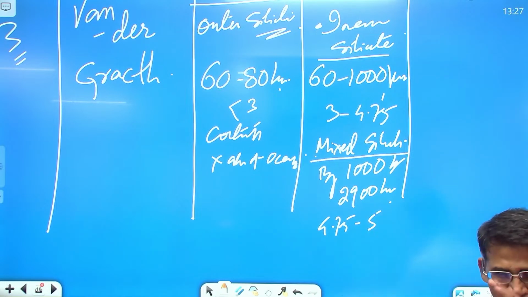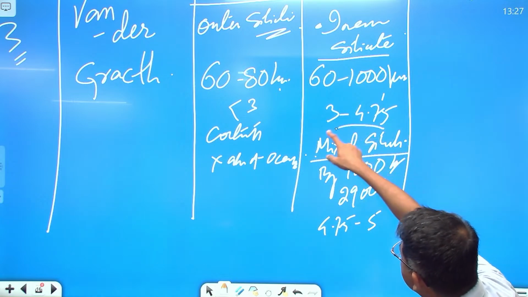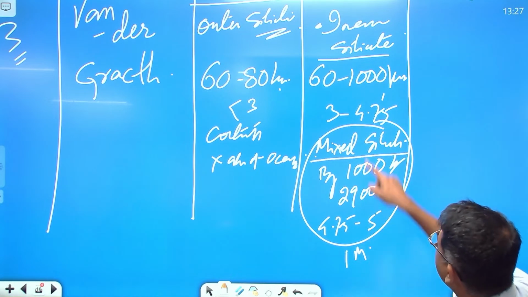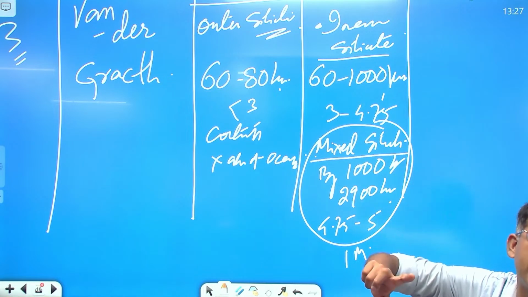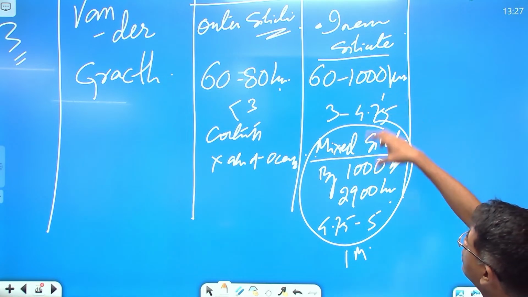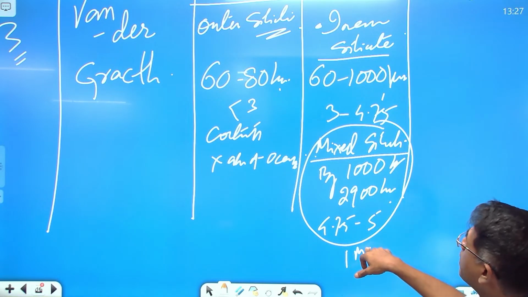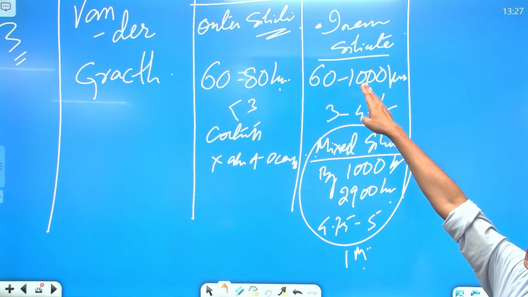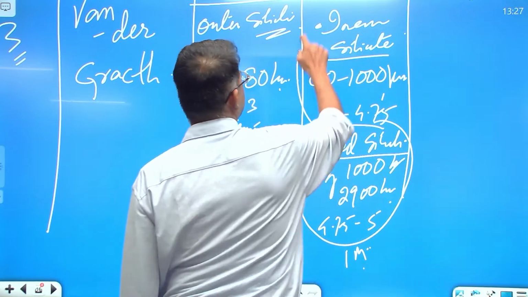So if you look at the modern contemporary one, the mixed silicates correspond to the inner mantle, and the inner silicates correspond to the upper and the middle mantle.